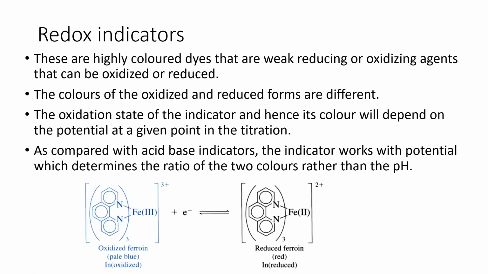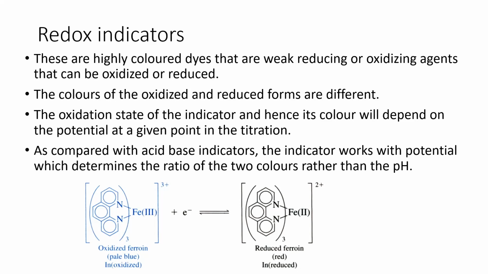Apart from the self-indicator, we said we can use electrochemical indicators using your electropotential. We could also use a self-indicator, and we also have what we call redox indicators. Redox indicators are colored dyes that are weak reducing or oxidizing agents that can be oxidized or reduced. So they are organic dyes that can either be oxidized or reduced. And how do we know this? The color differs when it is oxidized or when it is reduced.